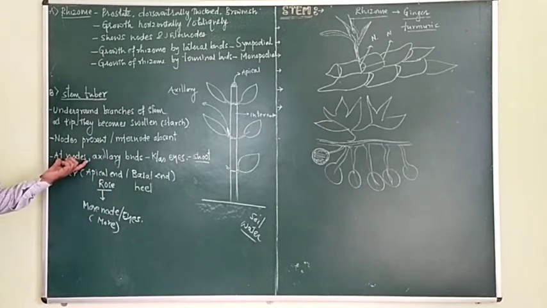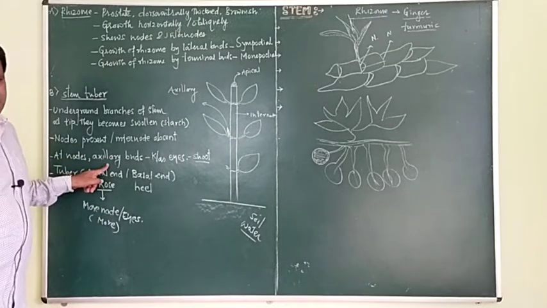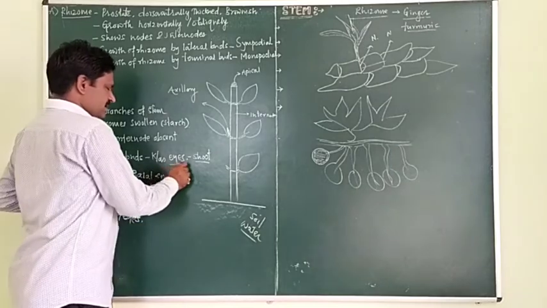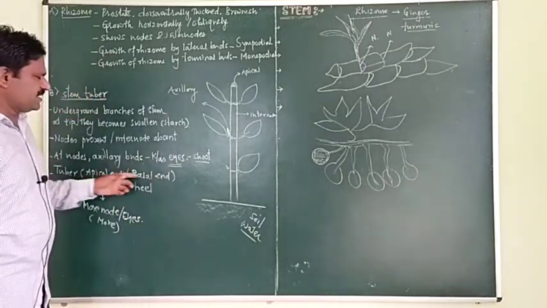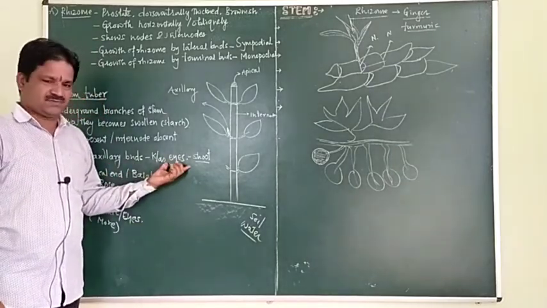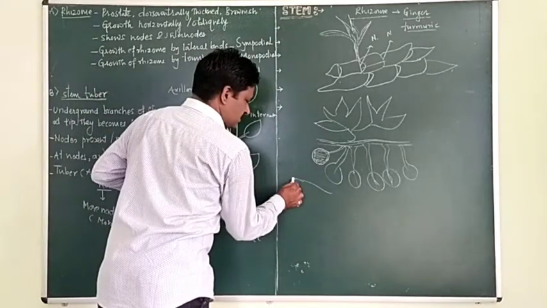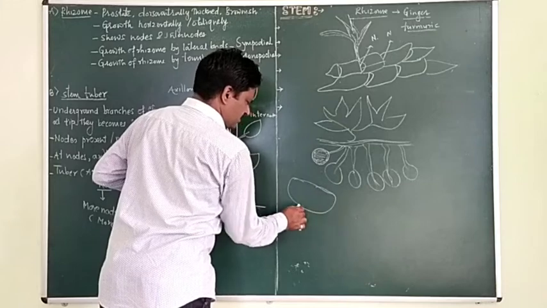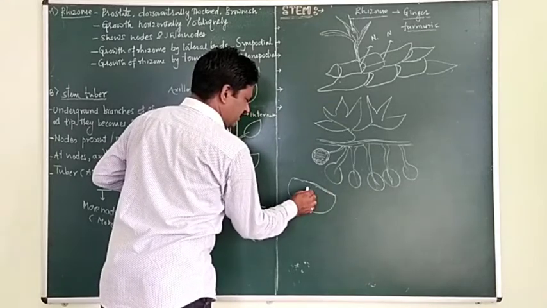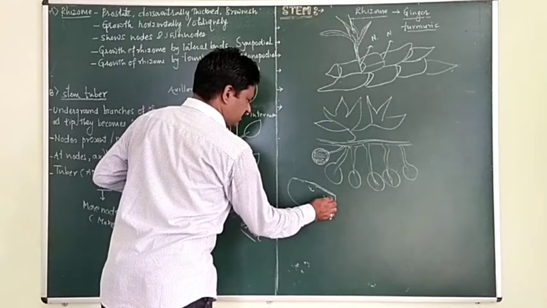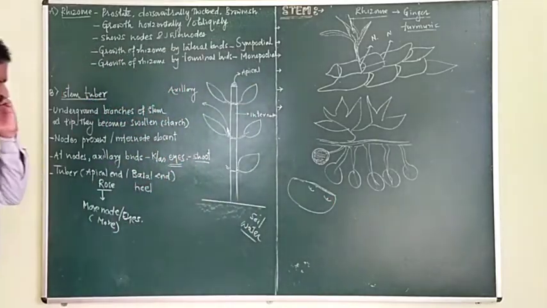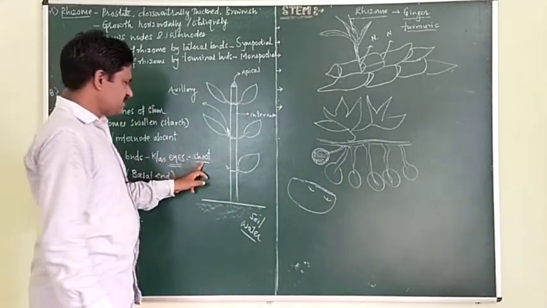At the nodal region, axillary buds are present, which are known as eyes. Suppose this is the potato, it shows the eyes, and from these eyes sprouting is produced, or the shoot system is produced.